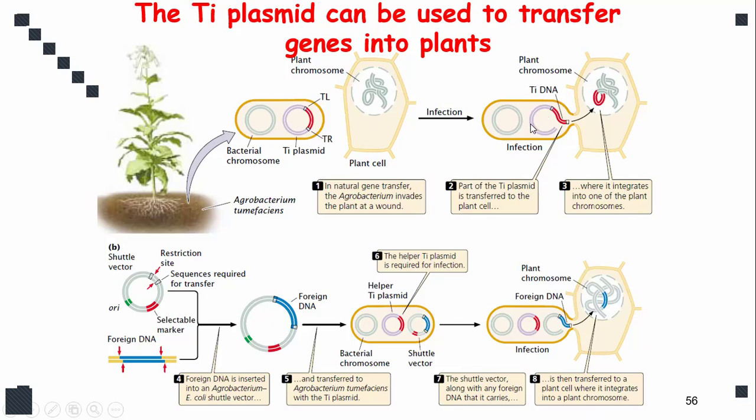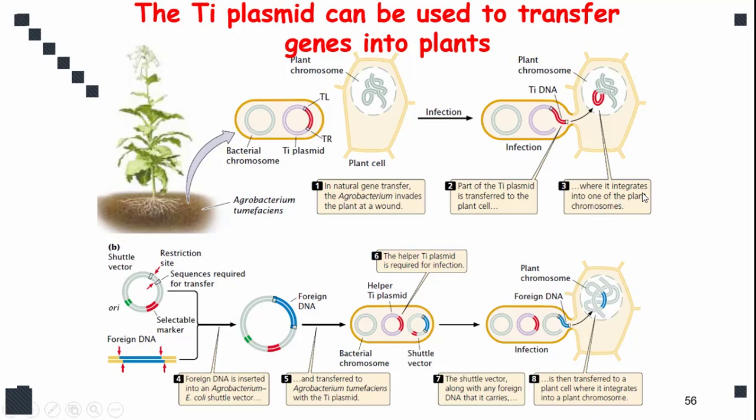The T plasmid from the bacteria is moved into the cell and eventually enters the nucleus of the plant cell and gets integrated there into one of the plant chromosomes. And then from there, it can continue to multiply itself.